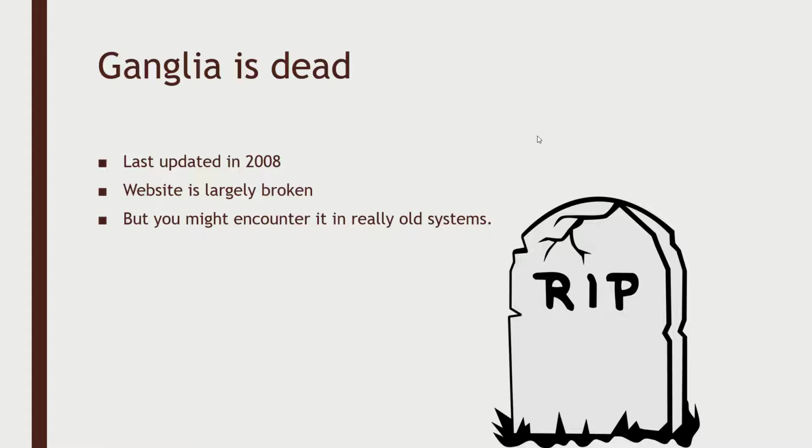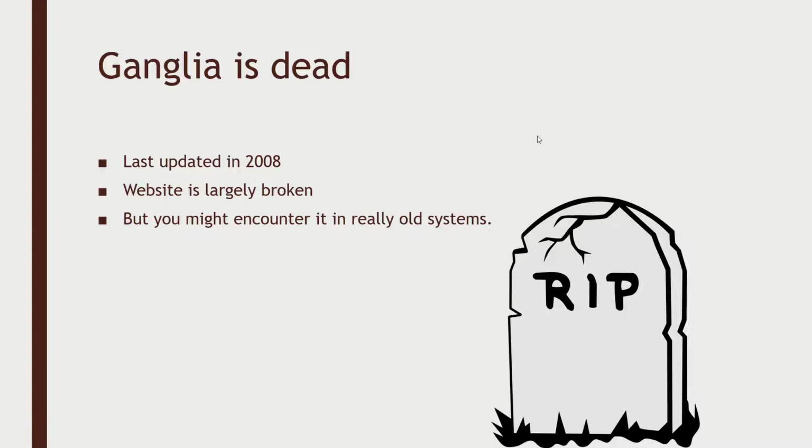If you go to the Ganglia website, it's largely broken. That's usually a bad sign when there's a bunch of broken links on there. And the last time it was updated was in 2008. But again, if you're coming across a really old system, you might see it mentioned, and in older documentation or literature, you might also see some mentions of Ganglia. But with today's operational dashboards through the Cloudera Manager or Ambari, it's really seen its day and it's been replaced.